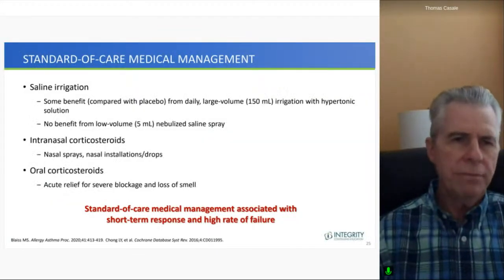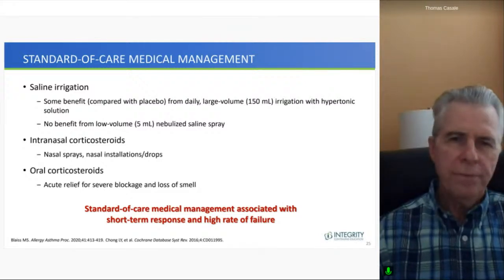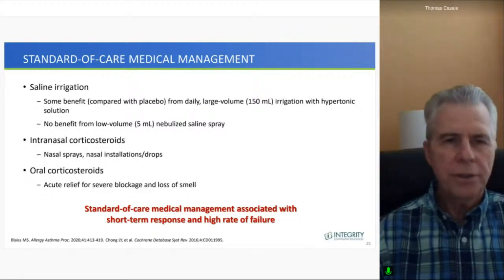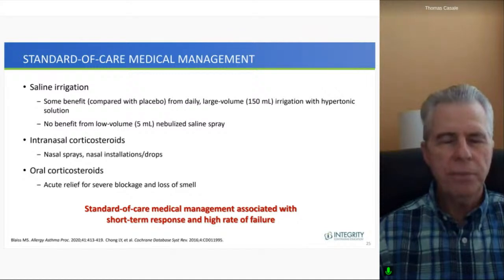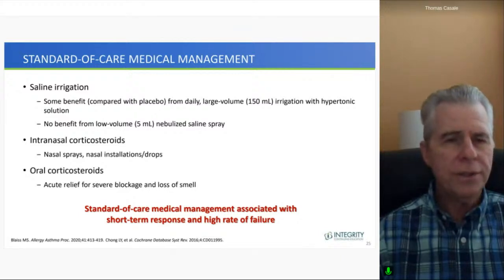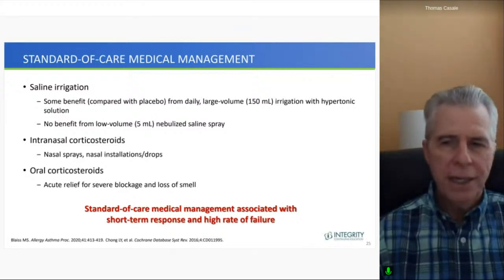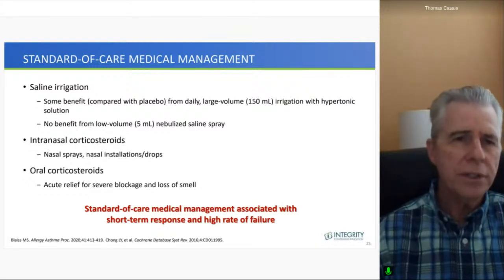So, medical management, saline irrigation. Some benefit has been reported, especially with large volume irrigation. No benefit from just spraying a little nasal saline in your nose. Intranasal corticosteroids are good, but in patients with nasal polyps, they help some, but they may not in any way cause those polyps to shrink to the point where the patient is asymptomatic. Oral corticosteroids we know help, but again, associated with a lot of adverse consequences. So what else can you do?